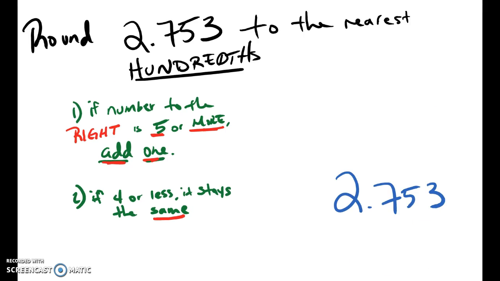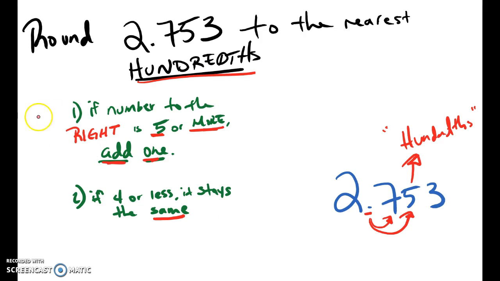Okay, another example would be rounding 2.753 to the nearest hundredths place. Same thing as the prior problem: we would identify which of these numbers is in the hundredths place. If you remember from the previous examples, we know that the hundredths place is 2 places from the decimal. So in this case, this 5 would be in the hundredths place.